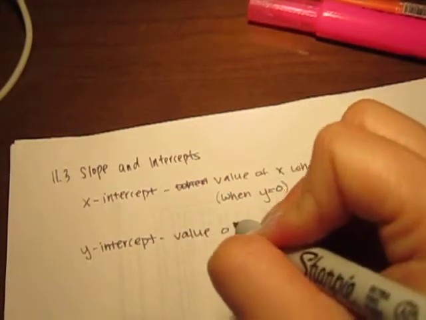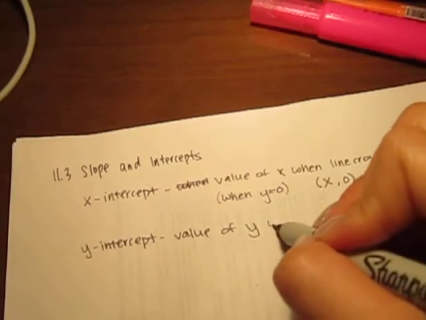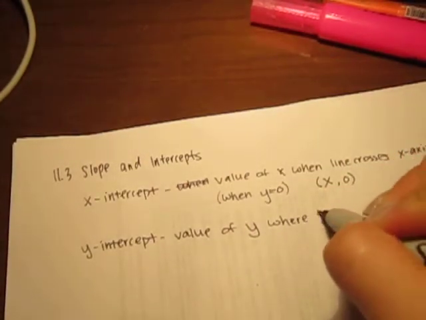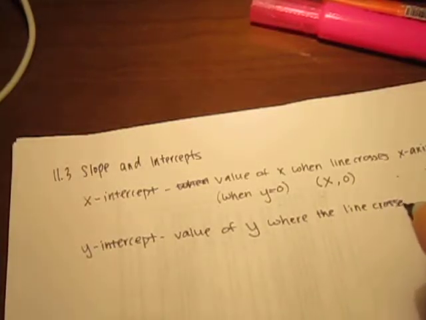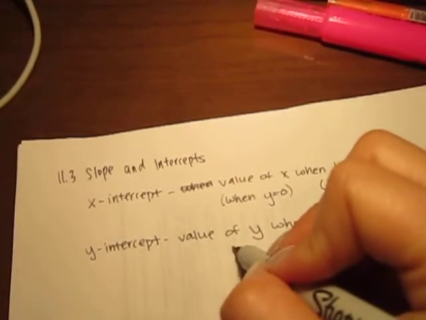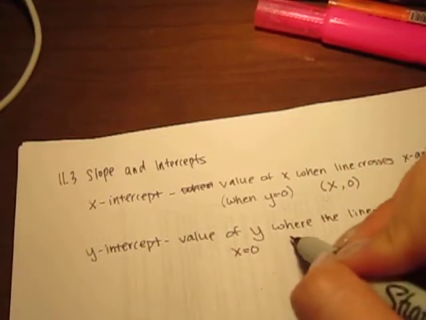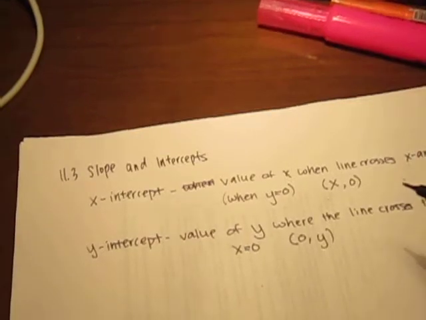Where the value of y, where the line crosses the y-axis. This is going to be when x equals 0, so you're going to be working with the coordinate points of 0 and then some point for y.